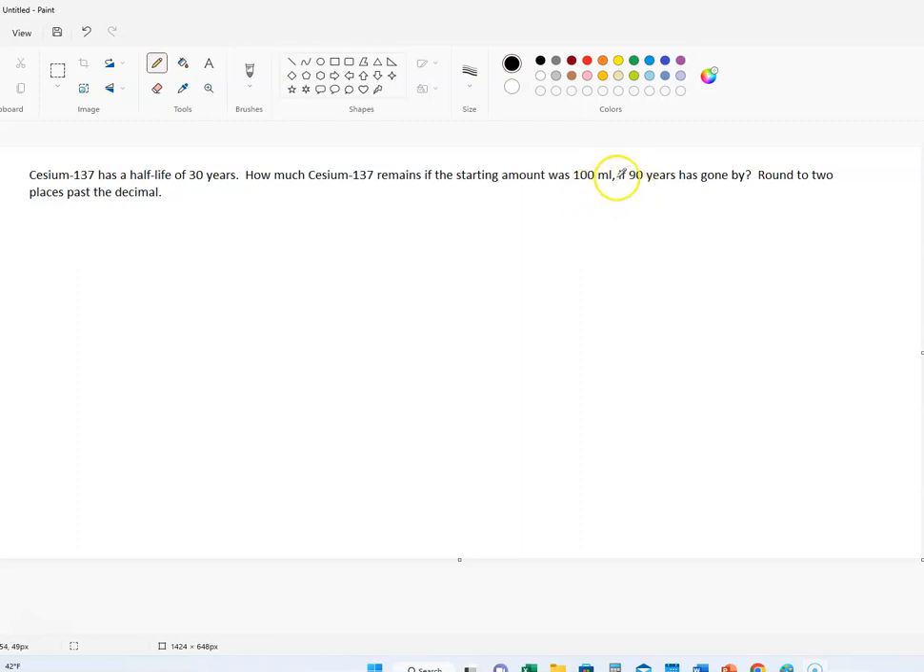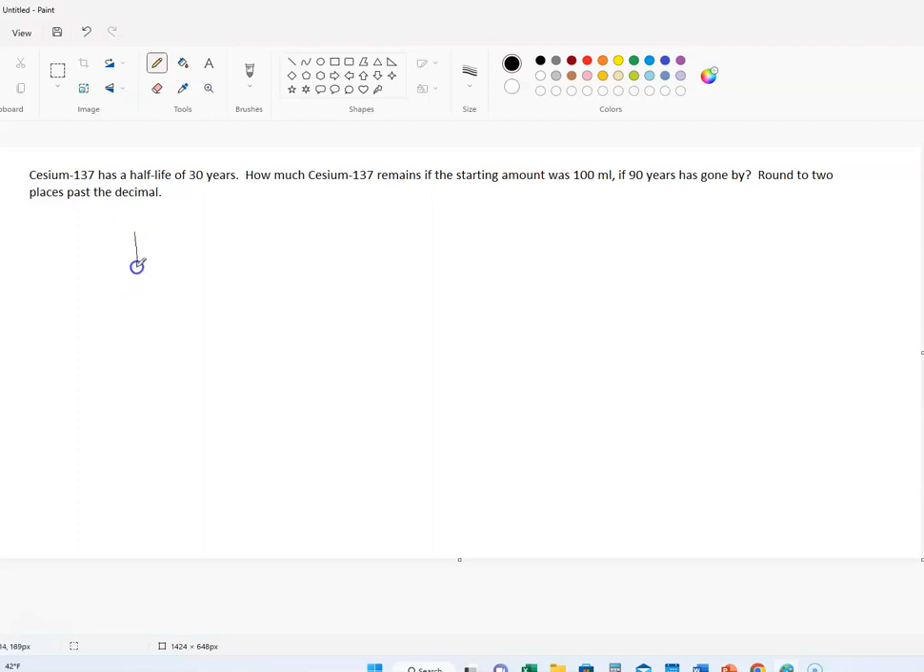Notice, this time we're using milliliters, so we're going to end up with milliliters if 90 years has gone by. Round to two places past the decimal. The first thing we have to do is write out our formula for radioactive material.